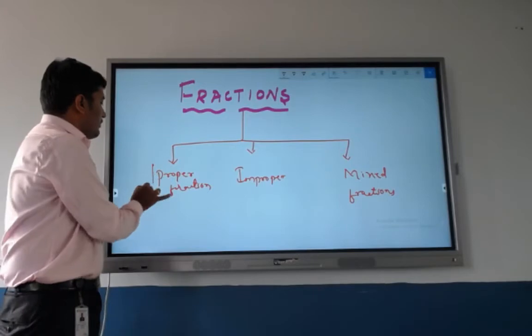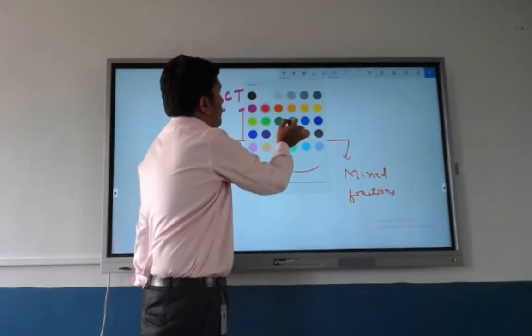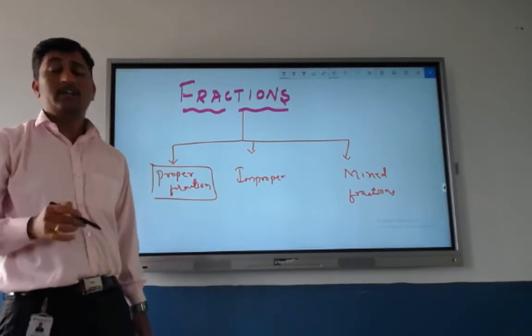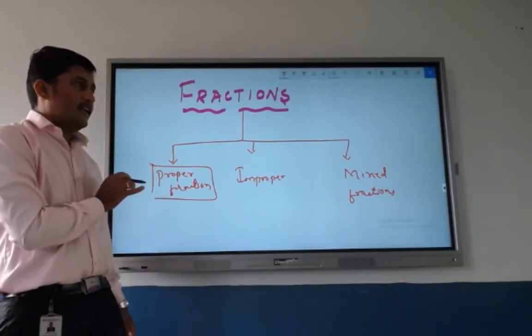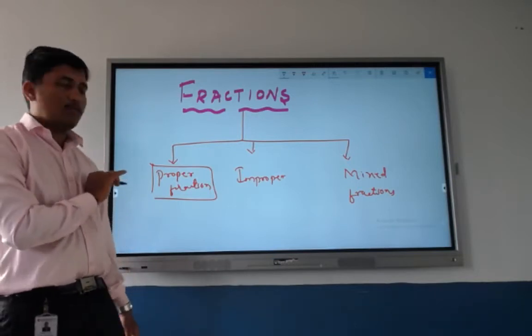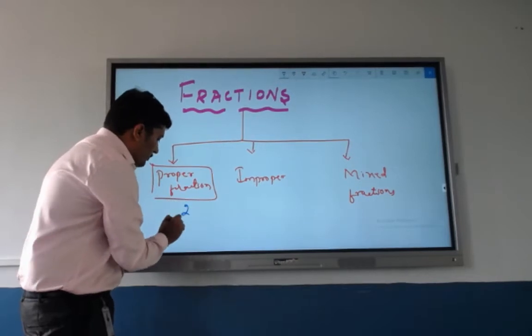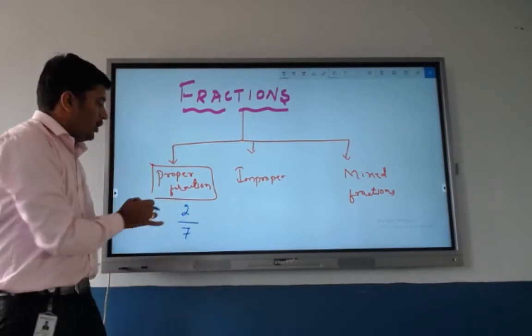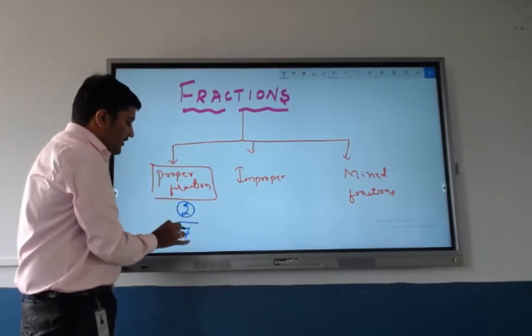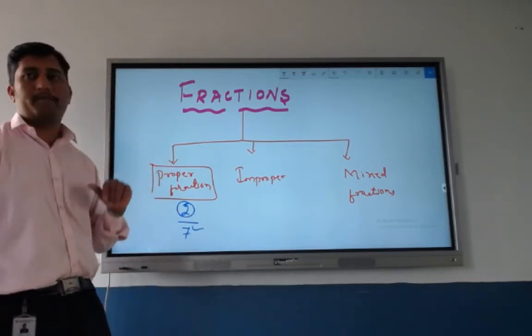So first we will learn about proper fraction. What is the meaning of proper fraction? In this fraction, the numerator is smaller than the denominator. For example, take 2 by 7. See here, the numerator is smaller than the denominator. So such a type of fraction is called a proper fraction.